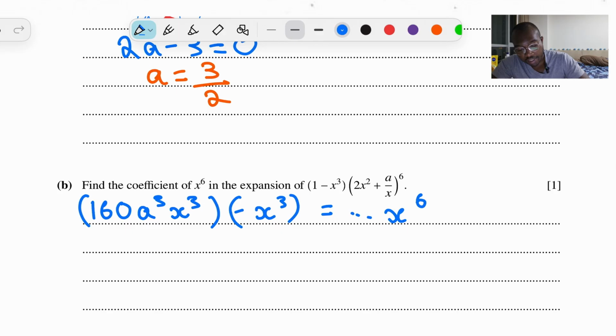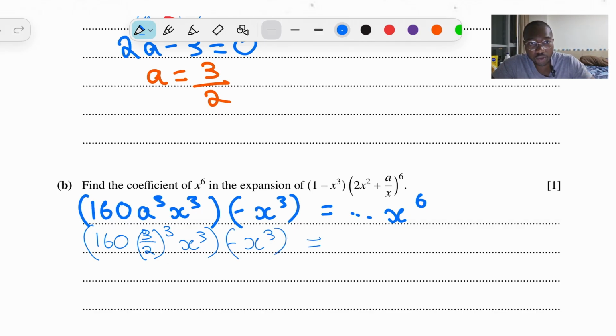So let's do that now. If we do that, what was a? Well, we know that a is 3 over 2, so we can do 160 times 3 over 2 cubed. And then we know that x cubed times minus x cubed will give us a value. So if you do 160 times 3 over 2 cubed on your calculator, what value do you get? Well, you would get 540.